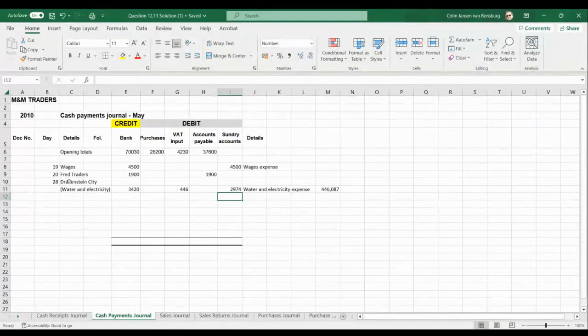But this one did. Here we've got Fred Traders. We paid them 1,900. So we credited our bank account and we debited accounts payable. So Fred Traders, we must now go and open an account for. So let's go and do that for Fred Traders.